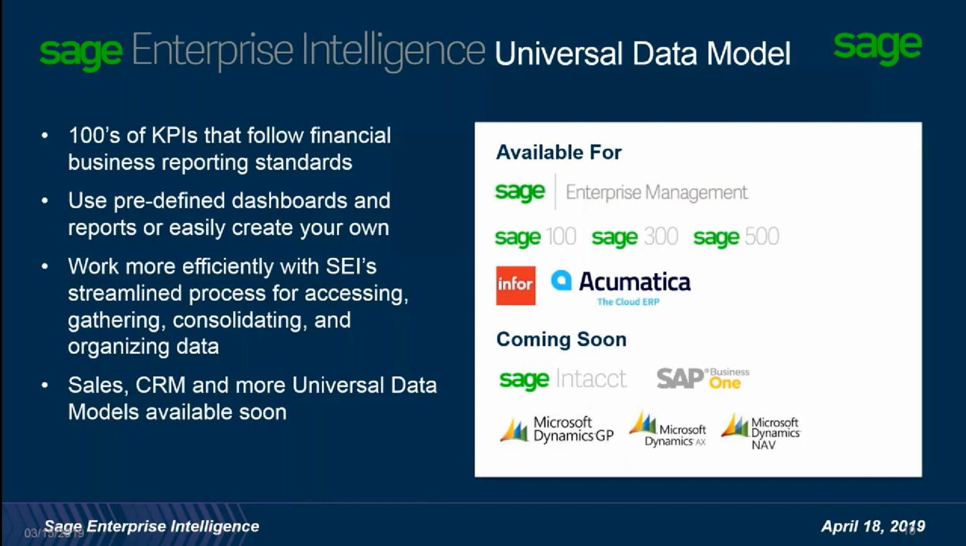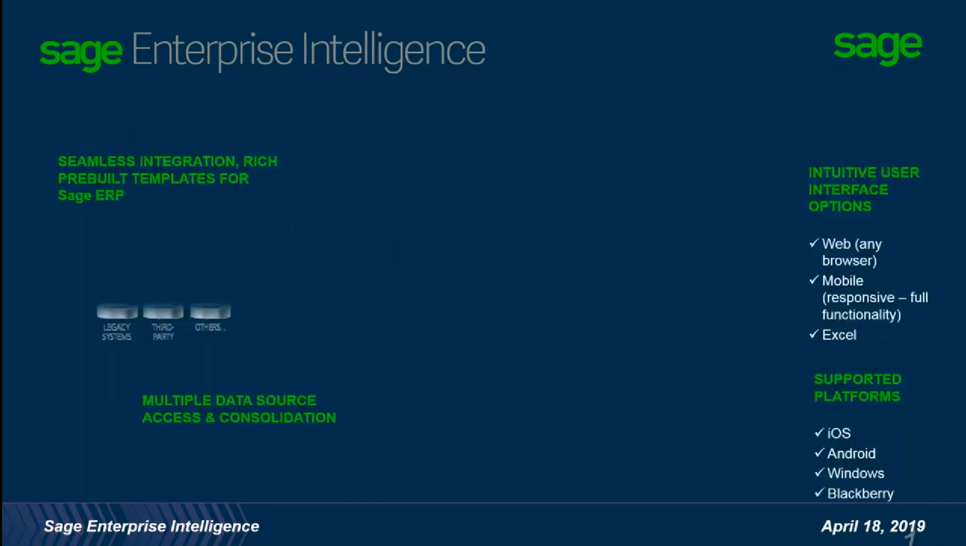And basically, it's, again, just a very comprehensive list of KPIs that are pre-built that you can use right out of the box. We currently have one for finance, and we'll be delivering one for sales and CRM as well. You'll see them live in action very shortly in the demo.